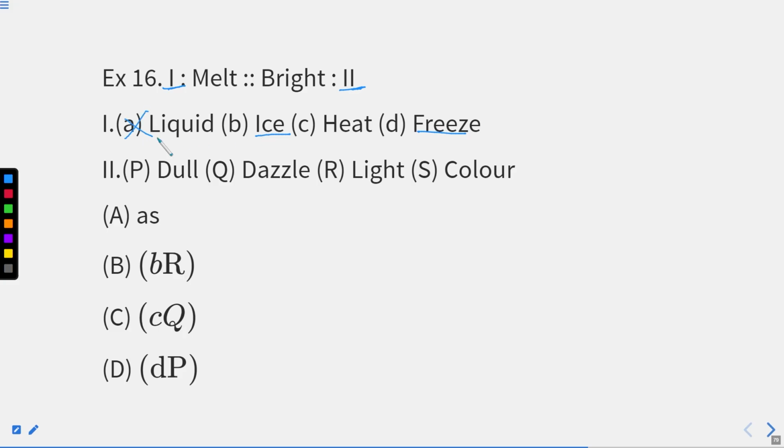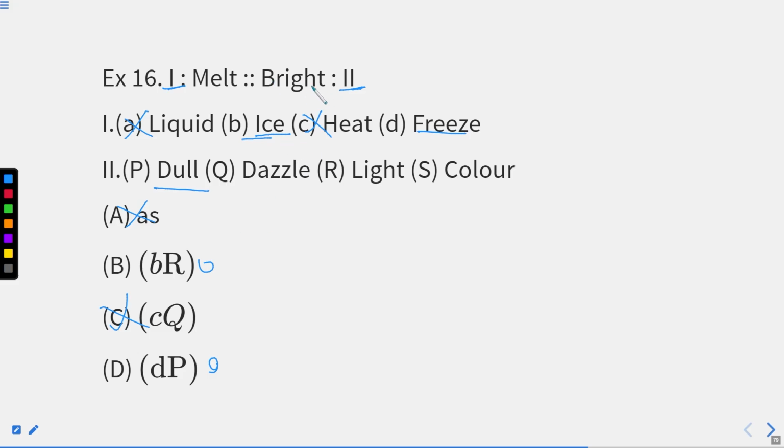So option A and C will be eliminated. Option A is eliminated, that we know. Option C is eliminated, that we know. Now we know that it can be either B or D. Now, bright, dull, opposite. It means either it is D, and B, light, brighten what? Light.